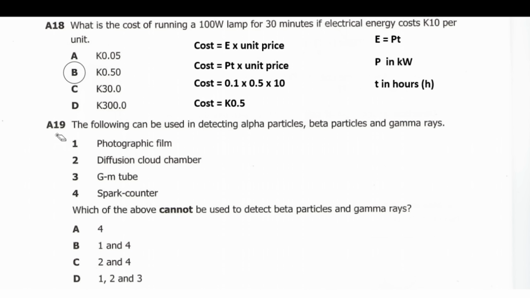Then 19 reads, the following can be used in detecting alpha particles, beta particles, and gamma rays. So we have the photographic film, the diffusion cloud chamber, the Geiger-Müller tube, the spark counter. Then they are saying which of the above cannot be used to detect beta particles and gamma rays. So here it is just the matter of remembering. So the answer here is 4.